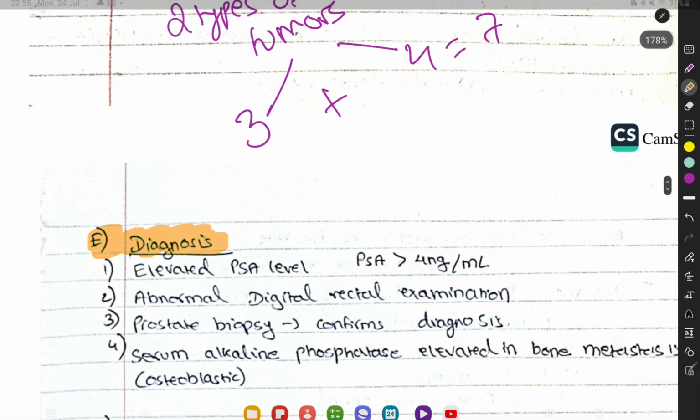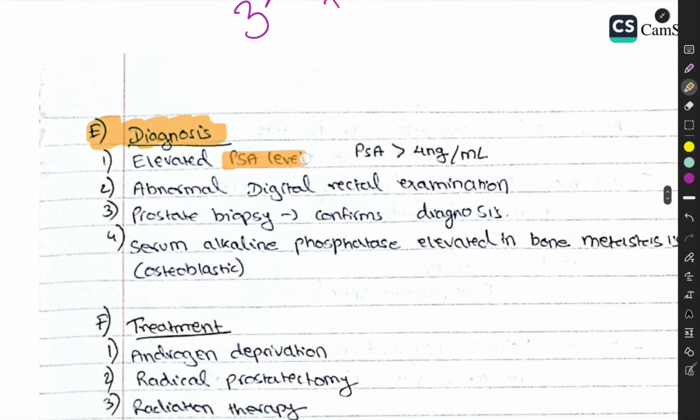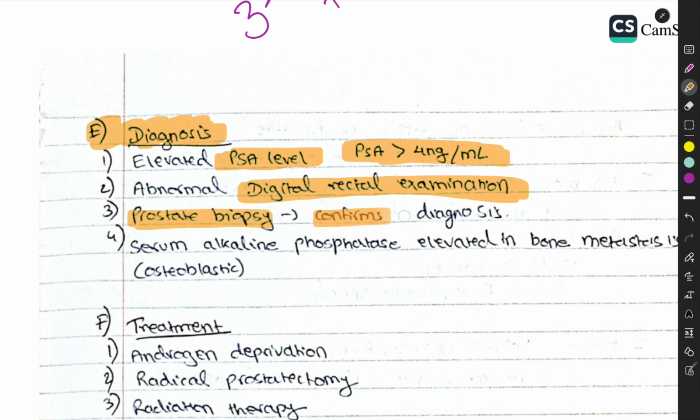How do you do diagnosis? You will first check the PSA level. PSA level should always be more than 4 nanograms per ml to be diagnosed with prostate cancer. Abnormal digital rectal examination: you'll have to put your index finger through the anus and feel the prostate. Then you have prostate biopsy, which confirms the diagnosis.